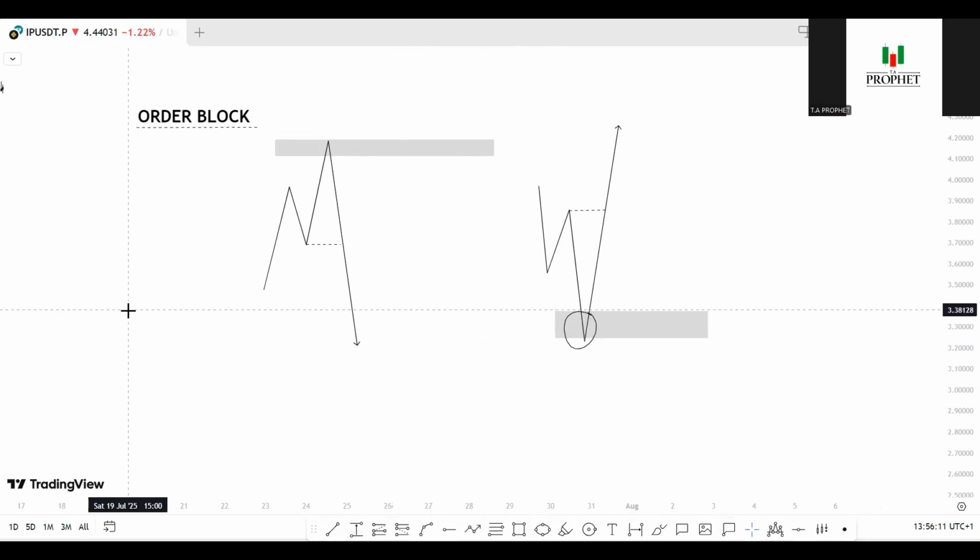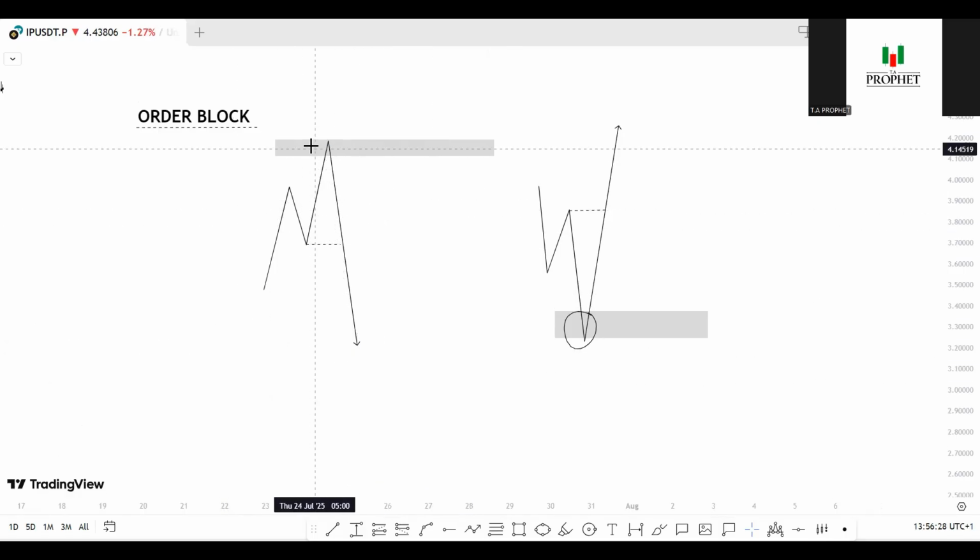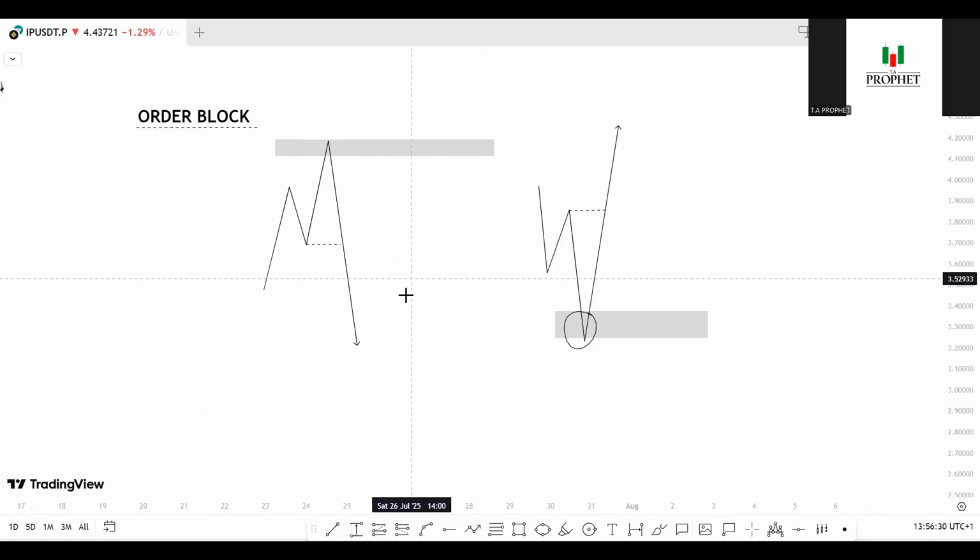Now we're talking about some attributes. Before you can call a candle a valid order block, there are some attributes that it needs to possess. Do you understand? Before you can say this particular candle is an order block, you can't just look at a candle, see that it's the last bullish candle before this bearish move, and say it's the order block. No, there are some things that it needs to possess.